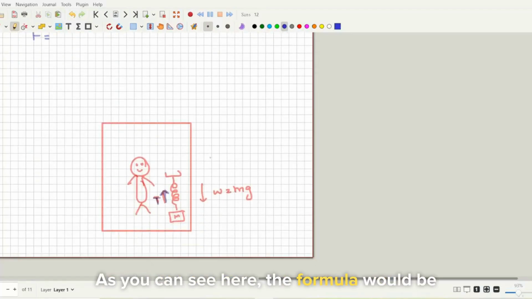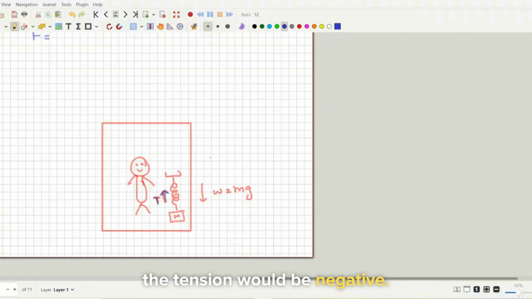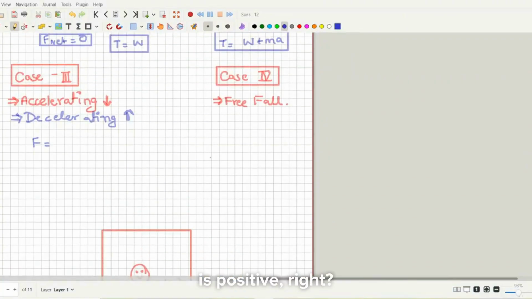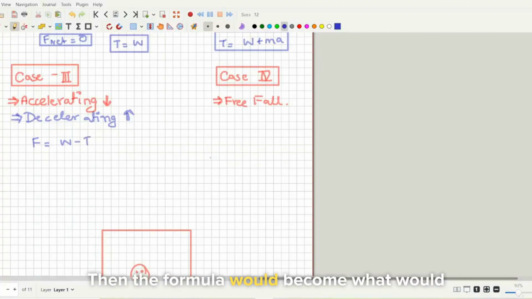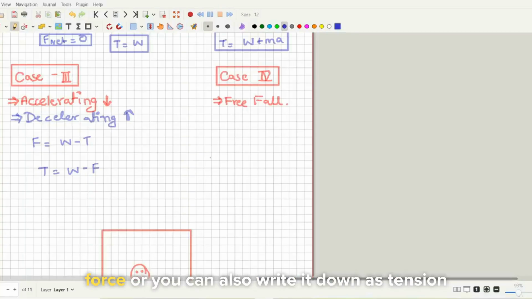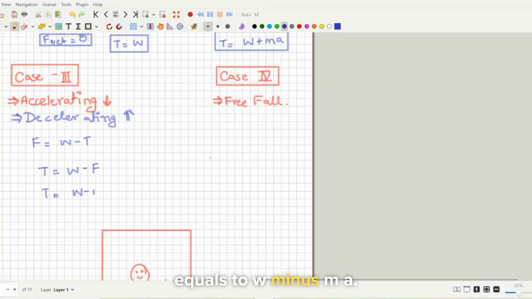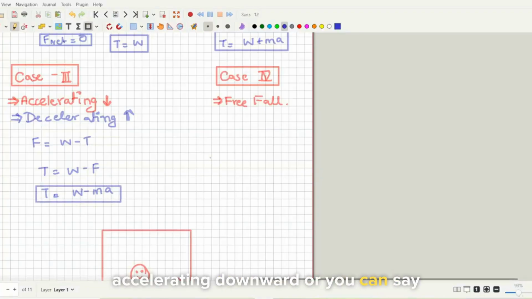As you can see here, the formula would be weight minus tension, because we are moving downward, and if we are moving downward, then the weight is positive and the tension would be negative. Then the formula would be weight minus force, or you can also write it as tension equals W minus ma. So this is the formula when the body is accelerating downward, or decelerating upward. So this was the third case.